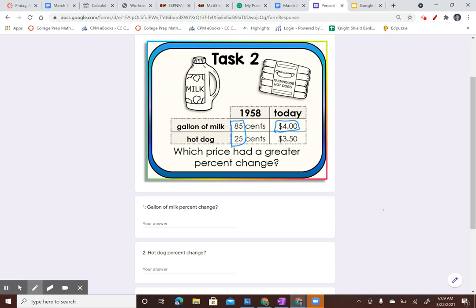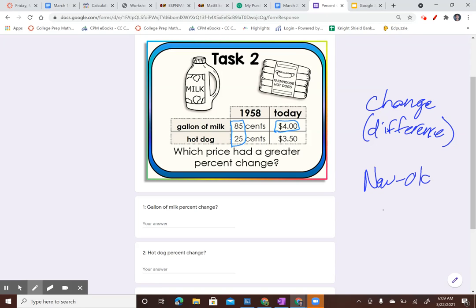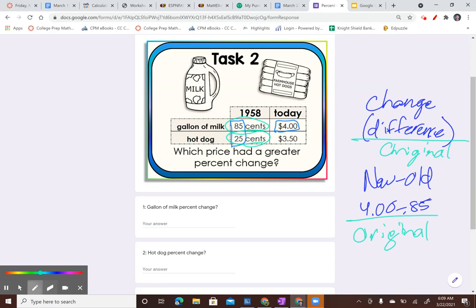So again, you're going to calculate the percent change for each of the items and then put which one has a greater percent change. And we do that as the change or the difference in price, which we can calculate by doing the new price minus the old price. So we could do $4 minus 85 cents. And then we always got to put it over the top of our original. So that's just going to be what it originally was. So divided by the original. And then you just got to move that decimal place over 2 spots or multiply it by 100.